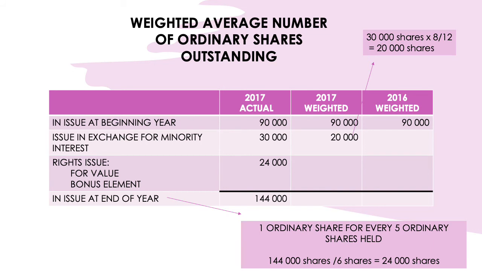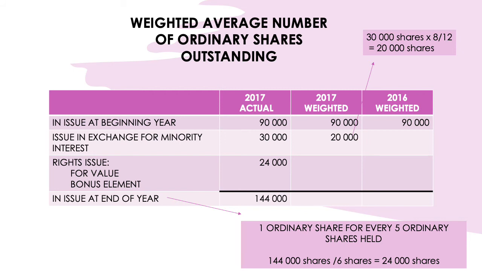With regards to the rights issue, 1 ordinary share was offered for every 5 shares already held, and all of the rights were exercised. If there were 5 shares already in issue, and we then issued an additional 1 share, there are 6 shares in issue. Therefore, the 144,000 shares represent 6, and we want 1. Therefore, 144,000 shares multiplied by what we want over what we have, multiplied by 1 over 6, gives us 24,000 shares issued in terms of the rights issue.